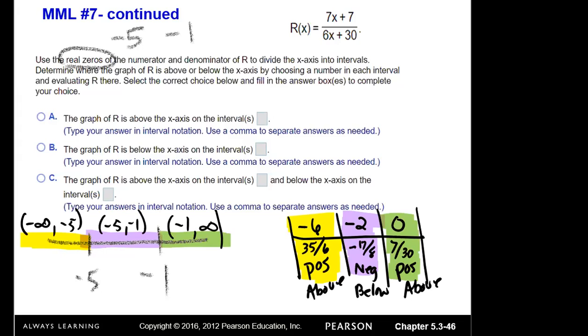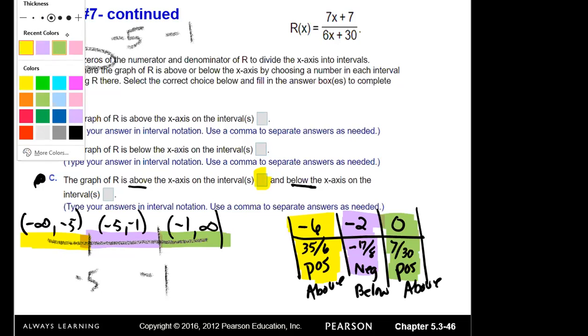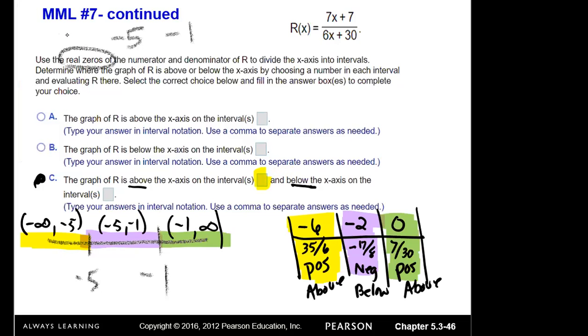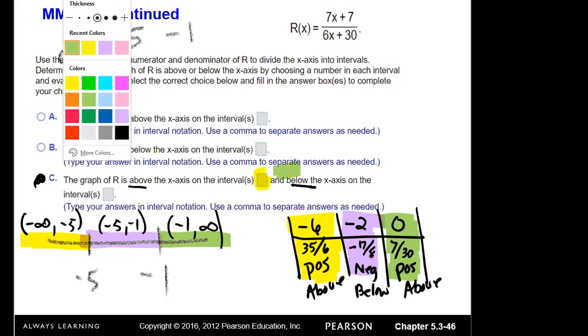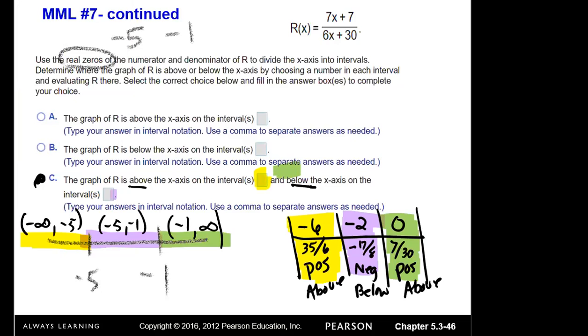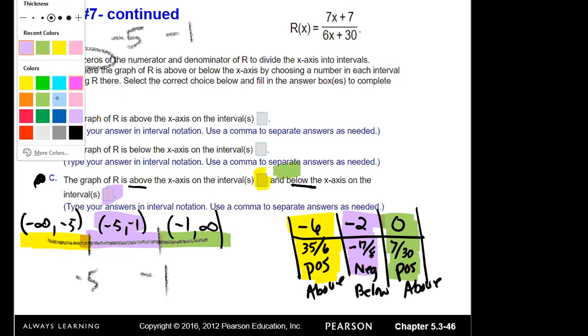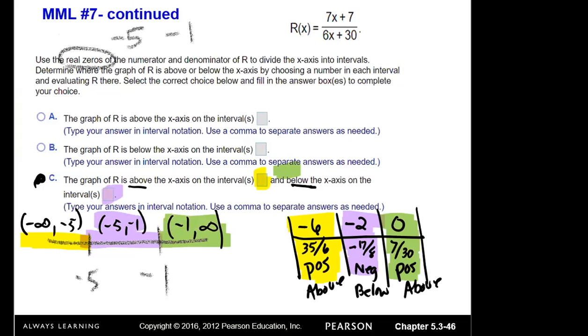So I've got 2 that are above and 1 that is below. So I need the choice that has both above and below in it. So that's C. And then my above is the yellow. I'll make sure I put the yellow interval in and also the green interval. And then my below would be the purple interval. I'm being really lazy here, but you'll type in those intervals, okay? Are you with me? Purple, green, instead of me writing those words down, and yellow.